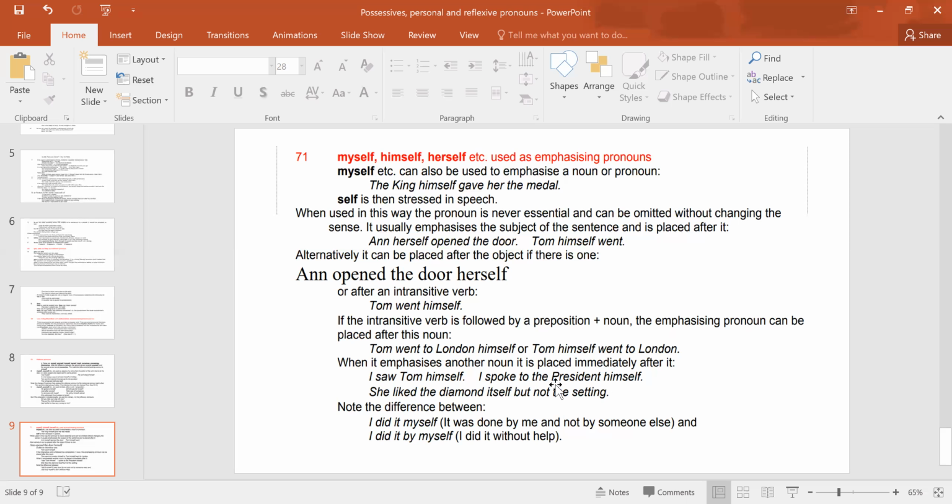For example, I saw Tom himself. Here it emphasizes Tom. I spoke to the president himself. Here "himself" emphasizes the president. It does mean I directly spoke to him. She liked the diamond itself. So "itself" here emphasizes the diamond, but not the setting.